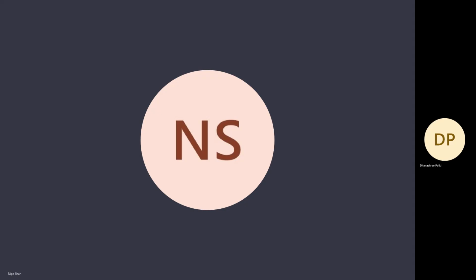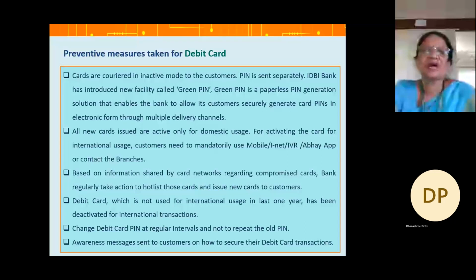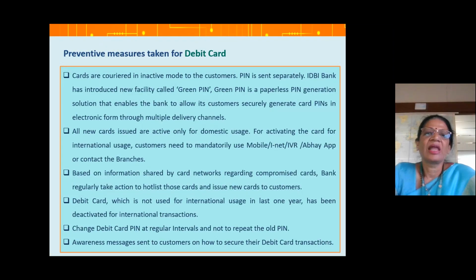Preventive measures taken for different digital channels for mitigating frauds. First we will take the debit cards. When we send debit cards, they are in inactive mode. So when customers get the debit card, it is in inactive mode and the PINs are sent separately. So we see a concept of green PIN.